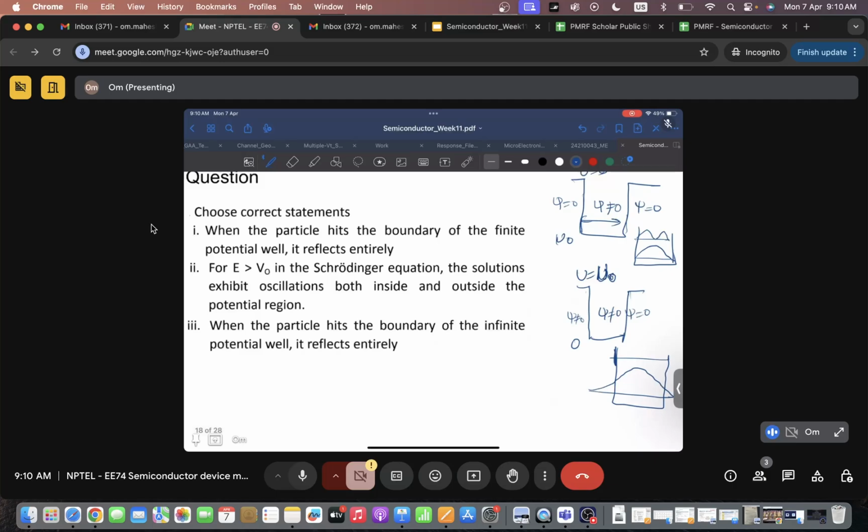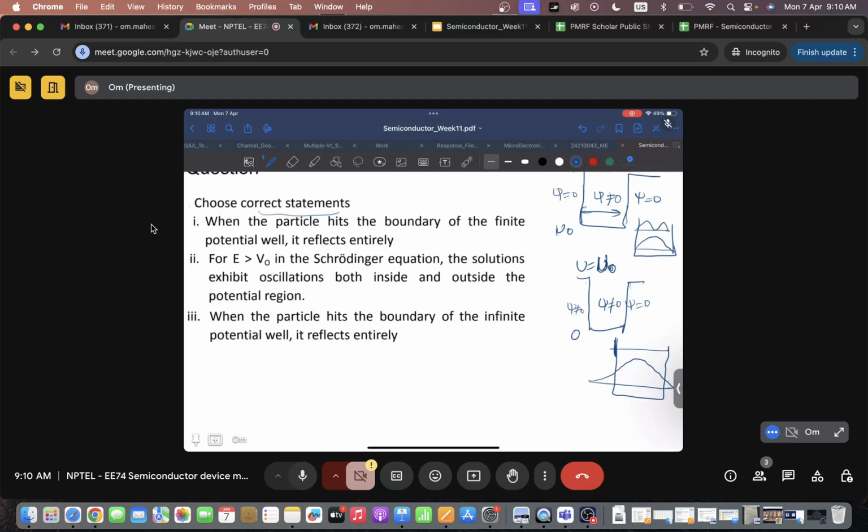We have to choose the correct statement. So this one is incorrect, right? Option 3 is correct, yeah. Second is also correct.